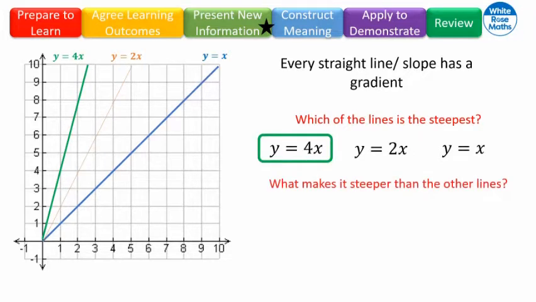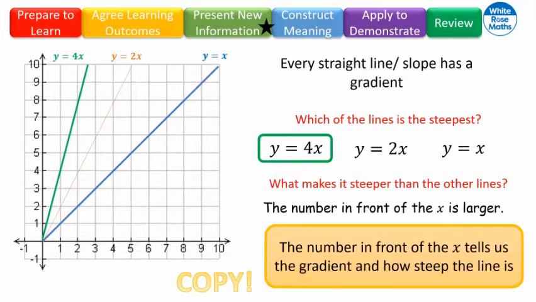Now, can you tell me what makes it steeper than the other lines? So have a think. Pause here, have a think. Well done if you got it right. It's the number in front of the x. So if the number in front of the x is larger, the gradient is steeper. Written there in the yellow box. So pause here and copy that down.